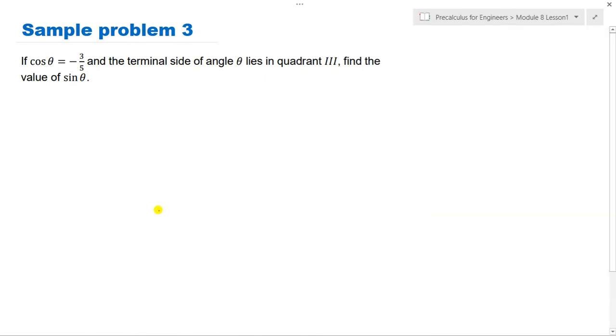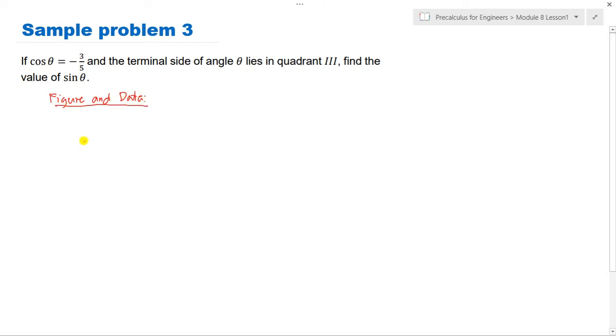sample number 3. Here, it states that if the cosine of the angle theta is equal to negative 3 over 5 and the terminal side of our angle theta lies in quadrant 3, find the value of our sine theta. So again, the figure and data.